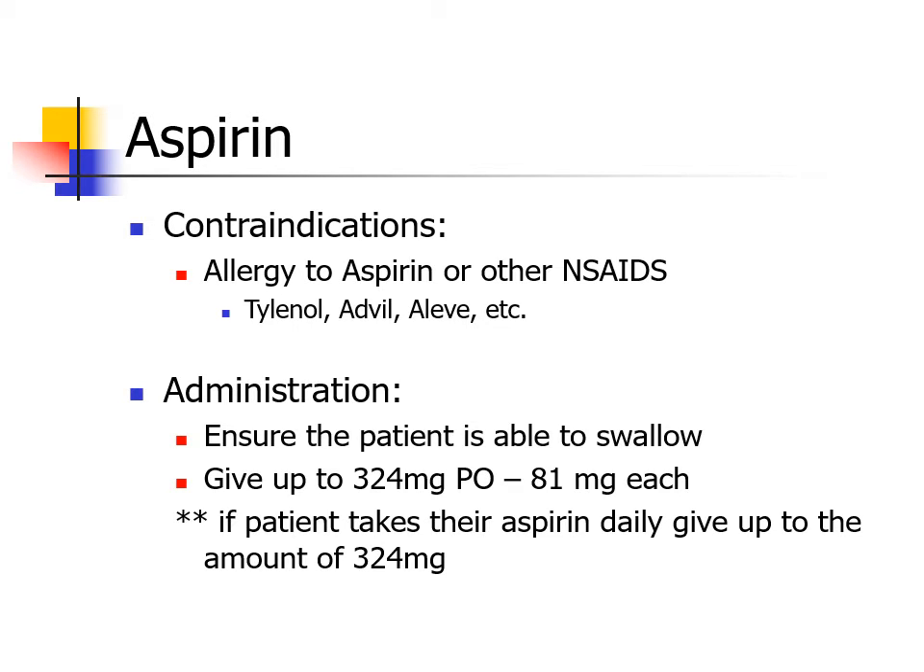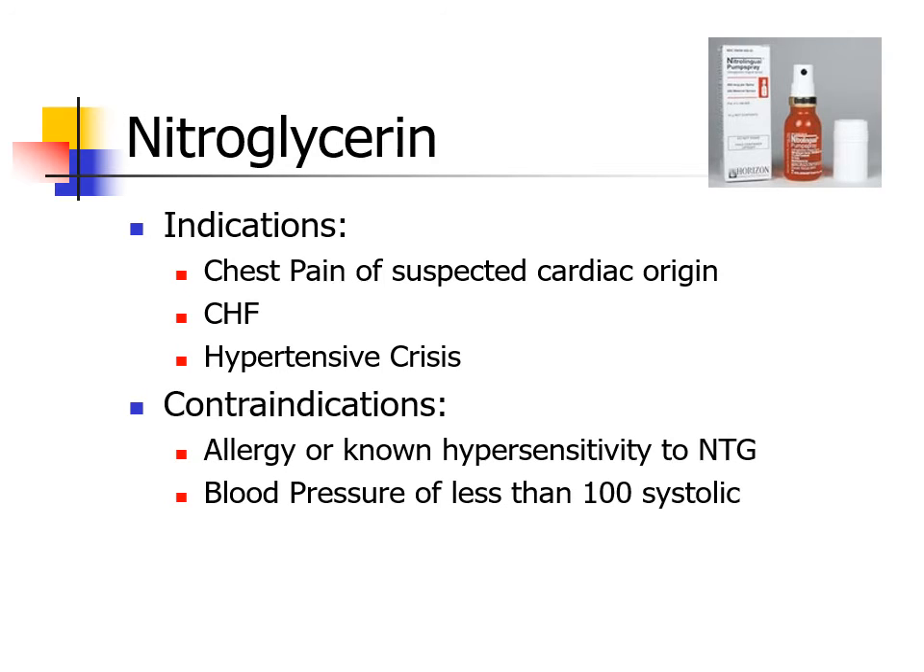Administration. Ensure that the patient is able to swallow and give up to 324 milligrams PO, 81 milligram tablets each of the children's chewables. If the patient takes their aspirin daily, give up to the amount of 324 milligrams. Nitroglycerin. Indications. Chest pain of suspected cardiac origin, CHF, and a hypertensive crisis.